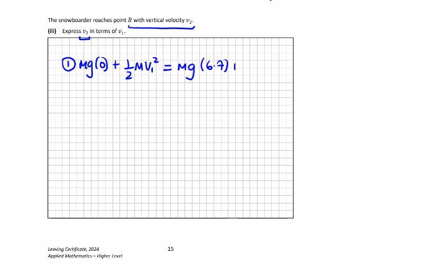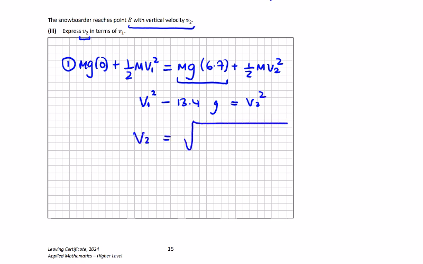And the speed we're told is v2, so a half mv2 squared. This is my new v2. So multiplying, we can't divide by m here, I think. It doesn't tell us we can't. So multiplying by 2, we're going to get v1 squared minus this guy multiplied by 2, which is 13.4 mg. Sorry, just g, we're dividing by m. That's going to be equal to v2 squared. So v2 is going to be the square root of v1 squared minus 13.4 g.